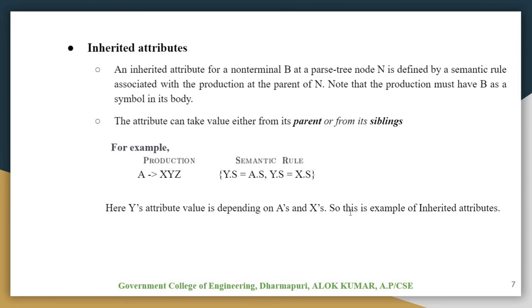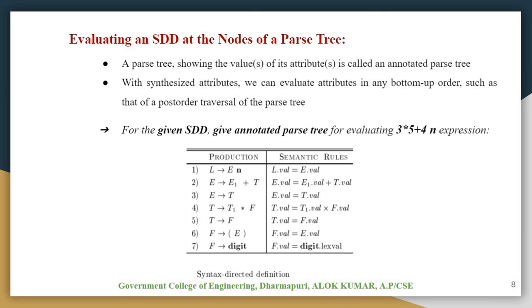So this is the example of inherited attributes. In this manner we can say that in inherited attributes, the attribute can take its value either from its parent or from its siblings. Now we will see how we can evaluate an SDD at the nodes of a parse tree. A parse tree showing the values of its attributes is called an annotated parse tree.